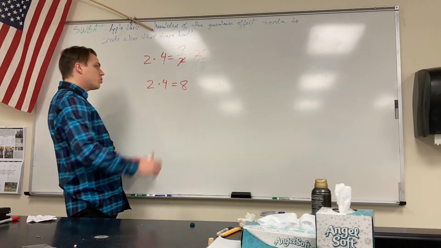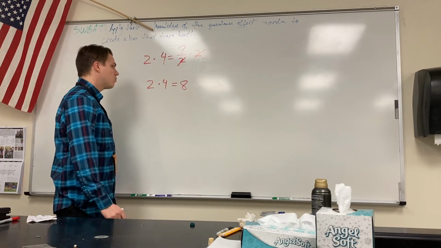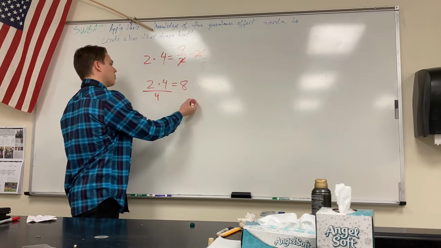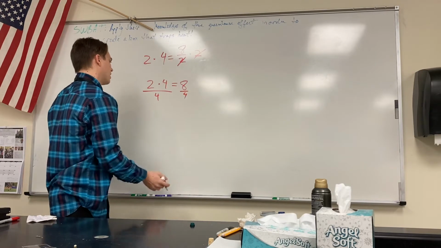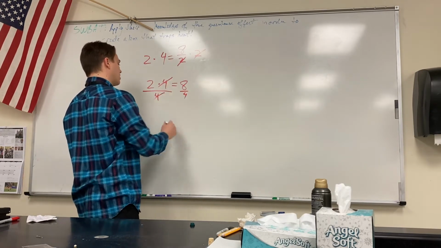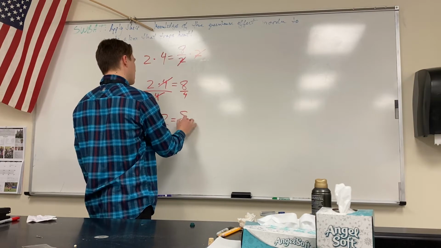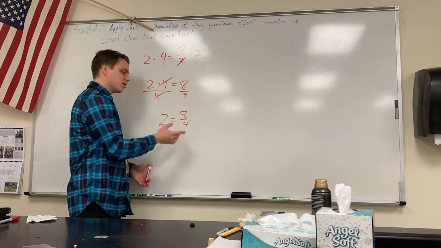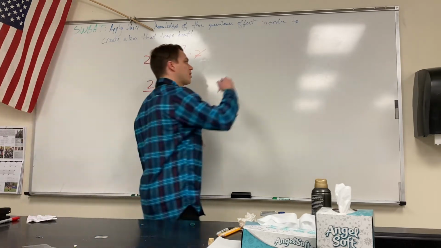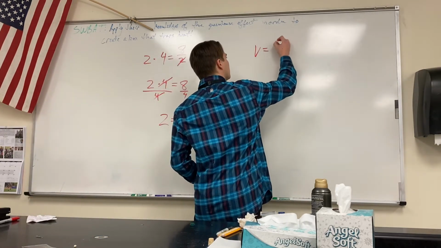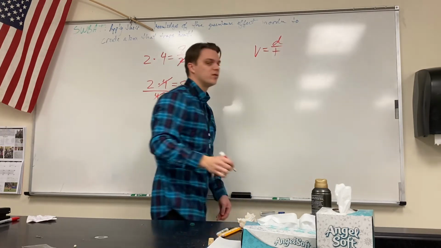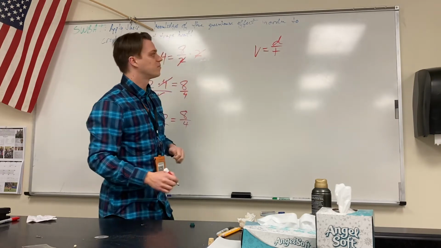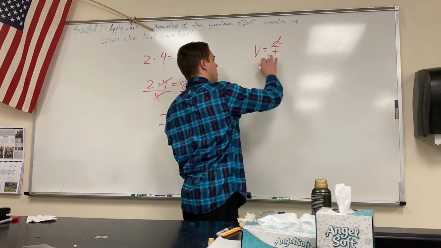Now, in order to get the 2 to be alone, since we're multiplied by 4, we need to divide by 4 on both sides. We cancel out the 4 on this side, so we're left with 2 equals 8 over 4. And if you think about it again logically, 8 divided by 4 equals 2. If we look at the actual algebra, when we talk about just these variables, these aren't numbers, these are variables. We can plug any given number in for these.